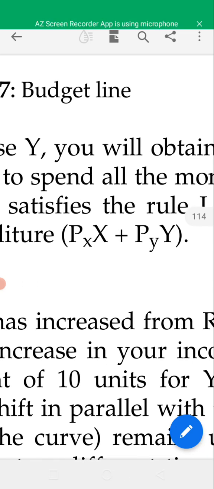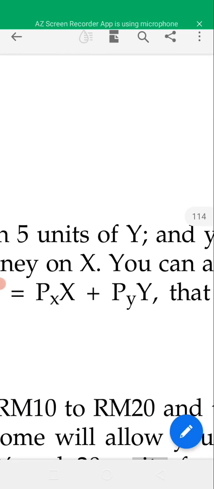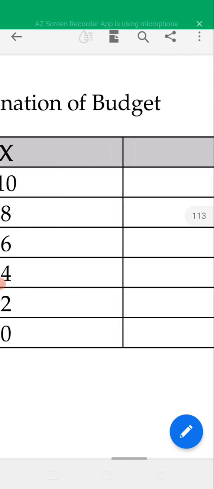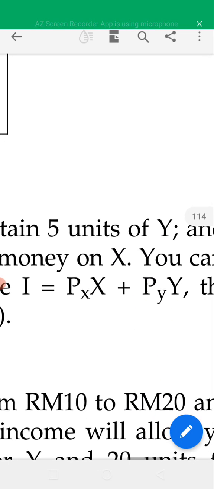Then we say plus the PY. Okay, so we say the price of Y is equal to 2. So you can put where there is PY, you put 2. Then where there is Y, there you can put 0, because that's what we have here for combination A. Our Y is 0 and our X is 10. So once you put those, you realize that it will be equal to 10.